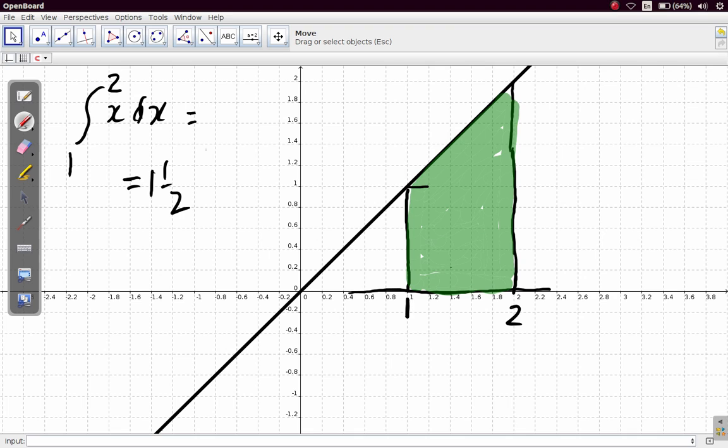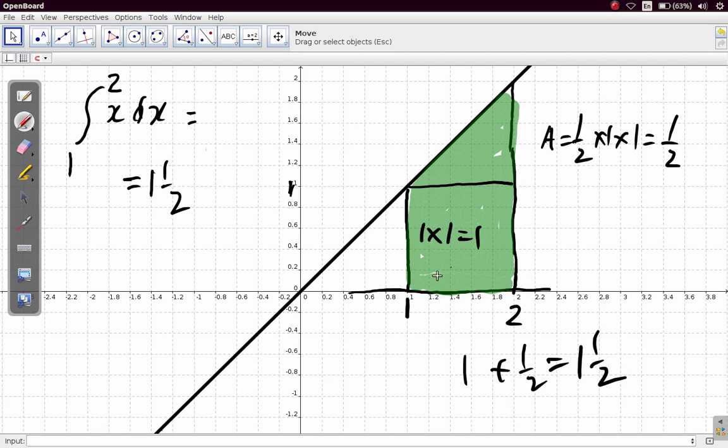Let's see. Let's divide this shape into a rectangle and a triangle. The rectangle is 1 wide, from 1 to 2 is 1, times it is 1 high. You can see it from the graph here, times 1, which is 1. Okay, good. The triangle is 1 wide, and from 1 to 2 it is 1 high. The area of the triangle is half the base, which is 1, times the height, which is 1. Half of 1 times 1 is half. So if we add the area of the rectangle, 1, plus the area of the triangle, half, we get 1.5.